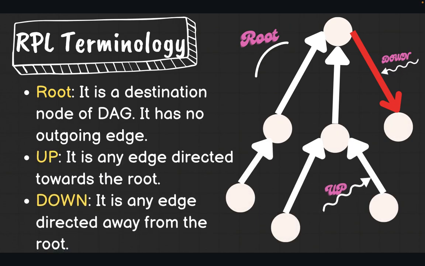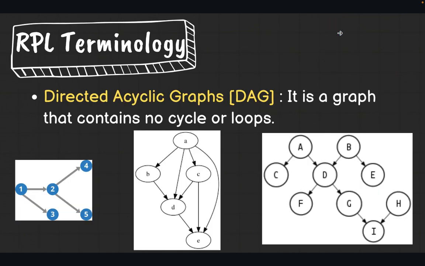The next terminology is root. Root is the destination node of a DAG. It has no outgoing edge. DAG is nothing but a graph that contains no cycles or loops.